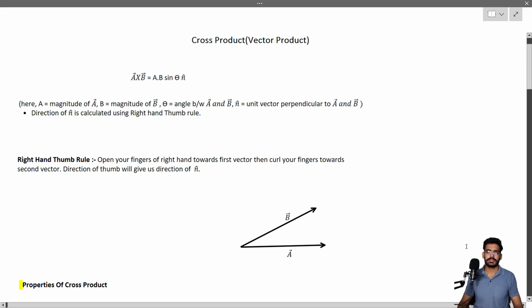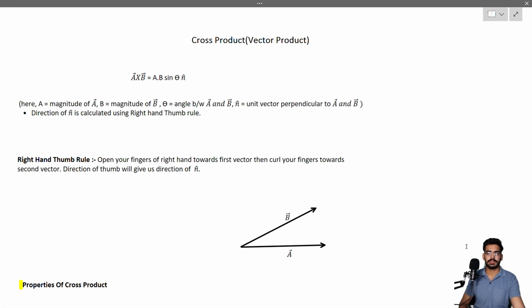Hello everyone. So now in this video we are going to start our next topic, that is cross product. In this video we are going to cover the whole cross product, what is the use of cross product, and this is very important in vectors. Okay. So what do we say about cross product? Till now we have seen the dot product.